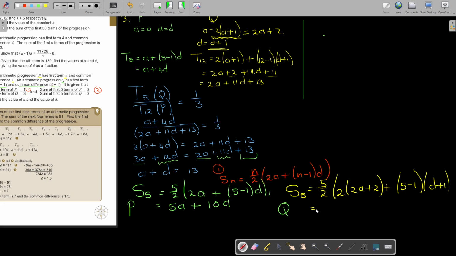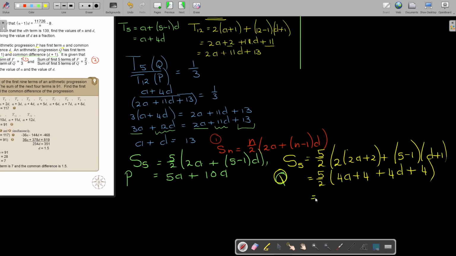And now I can simplify. This was Q, so it's 5 over 2. I'm just going to simplify the inside first. So it's going to be 4a plus 4 plus 4d plus 4. If I simplify this, this is 20 divided by 2, so it's going to be 10a. Let's first do the d. This is 4 times 5, it's 20 divided by 2, so it's 10d. And then this is 8, and 8 times 5 is 40, divided by 2, so that's going to be 20.